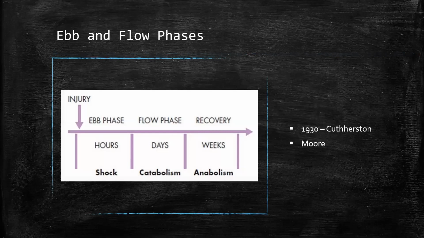In 1930, a British surgeon named Cuthbertson sort of described the ebb and flow phases of injury, and this is still a useful construct. Dr. Moore, who was a US surgeon, added to this diagram the recovery part of it. And the timeline down there shows us how this can progress and how these ebb and flow phases are associated with shock and then catabolism, and then ultimately anabolism as the body regenerates itself.